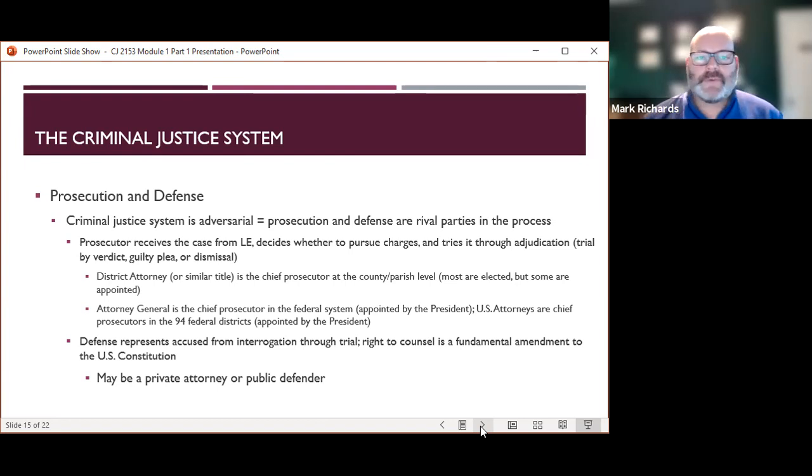As part of the adversarial system, opposite the prosecutor is the defense attorneys. The defense represents the accused from the interrogation through trial. The right to counsel is a fundamental amendment to the U.S. Constitution. And of course, a defendant may hire their own attorney or have an attorney appointed to represent them from the public defender's office.